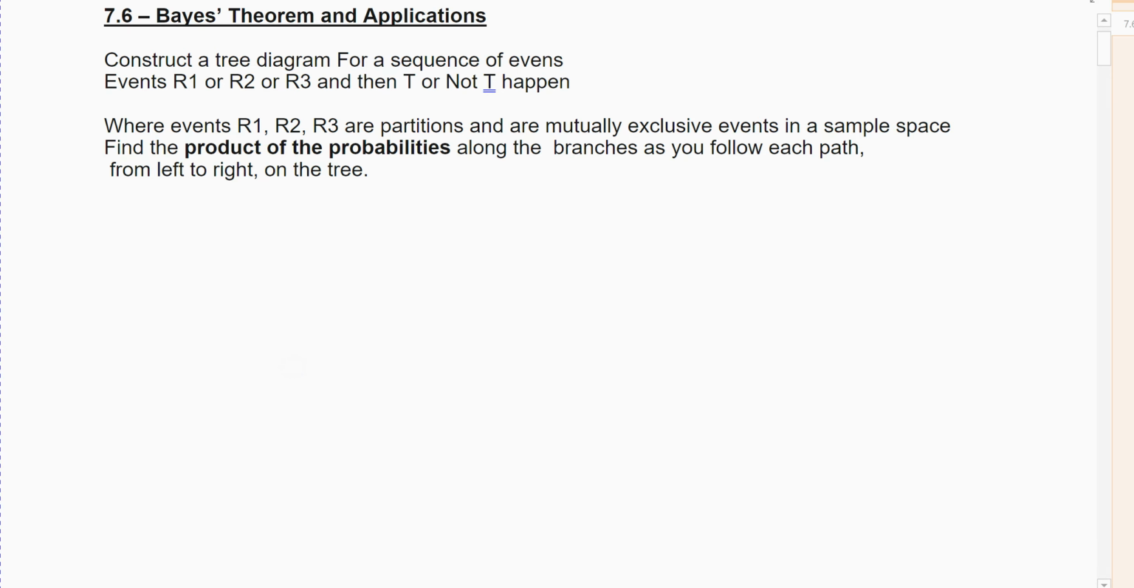Okay, so this is finally the last topic of chapter 7, and it's really going to go back and look at conditional cases with trees again, and we're going to add one more question that we can ask with trees.